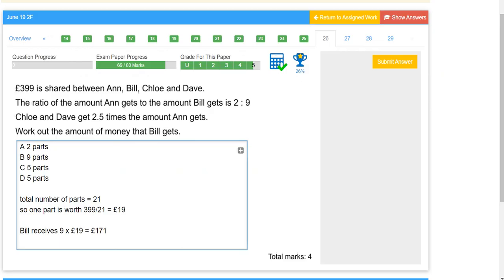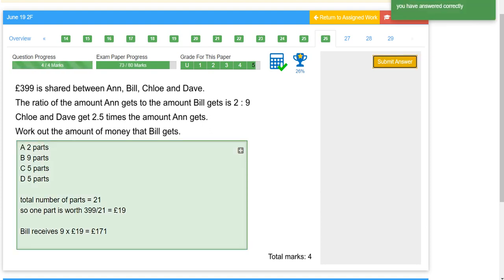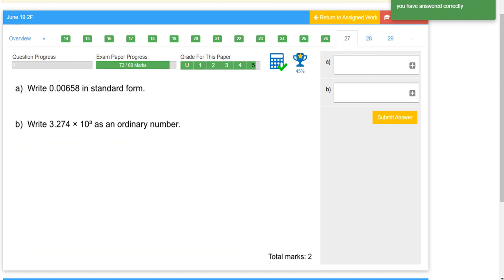Now obviously, although we've gone for a bar model, which is a graphical thing, we want to type out some stuff here. So I've explained what it is that I'm doing here. 21 parts, 1 part is worth £19, and we hope that MathsWatch will be happy with that. And they were. So 3 questions left to go.